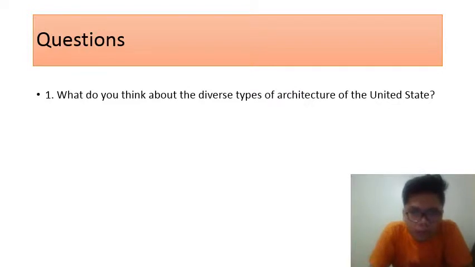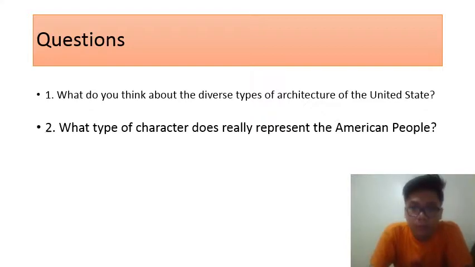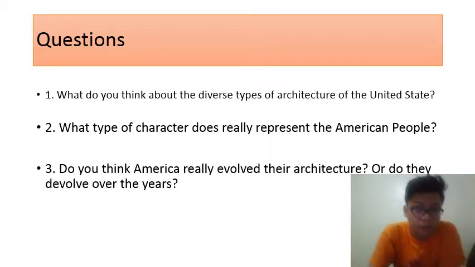Now that we finished the discussion, I would like to ask three questions to the listeners. First question is, what do you think about the diverse types of architecture in the United States? Next is, what type of character does really represent the American people? And lastly, do you think America really evolved their architecture or did they evolve over the past years? I will wait for your answer. Just pause the video. Then, after you answer these questions, I will give you my opinions and answers about these questions.